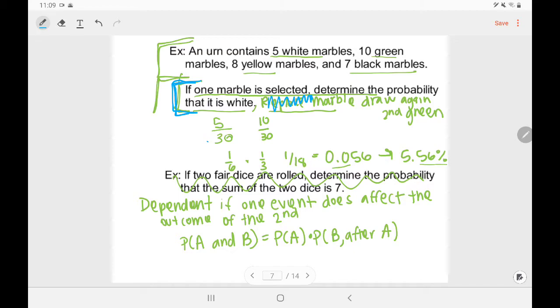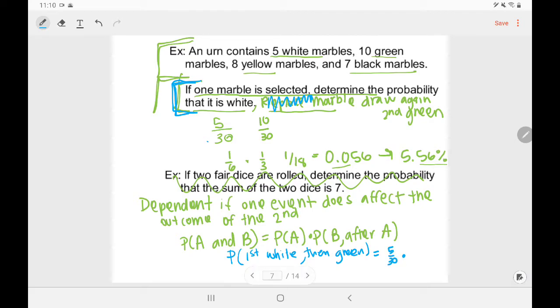I want to know the probability of first white, then green. Okay, of first drawing a white, then drawing a green. Well, what's the probability of my first? Well, it's still 5/30ths or 1/6.